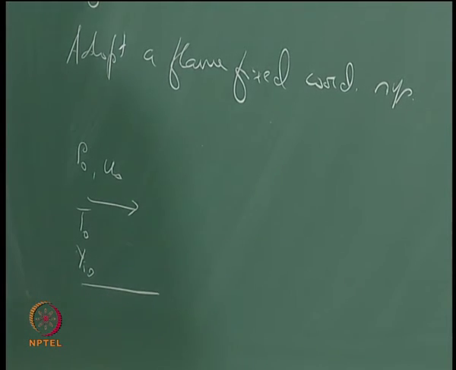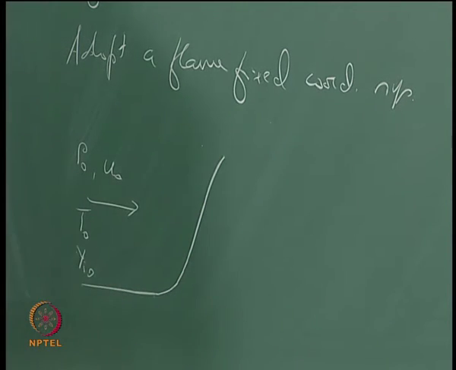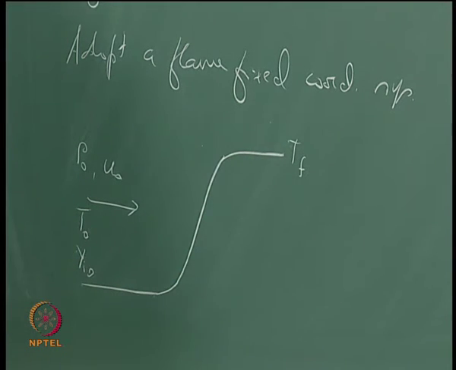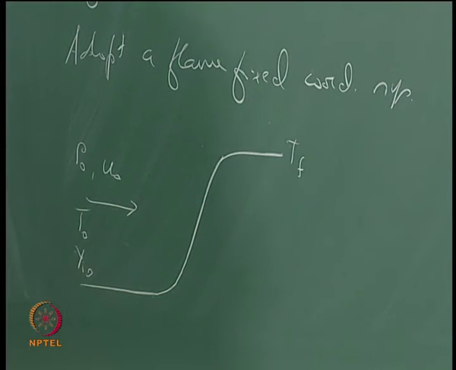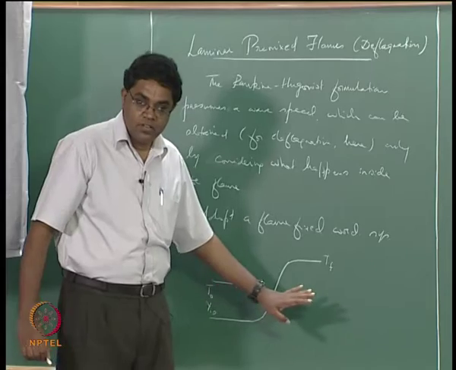It starts with this and then gradually increases until it reaches the TF, the flame temperature. So let us say that T infinity is essentially TF here, standing for the flame temperature, or the adiabatic flame temperature specifically, for ideal conditions without any heat loss to the surroundings. Strictly speaking, you do not really have much heat loss to the surroundings, all right.